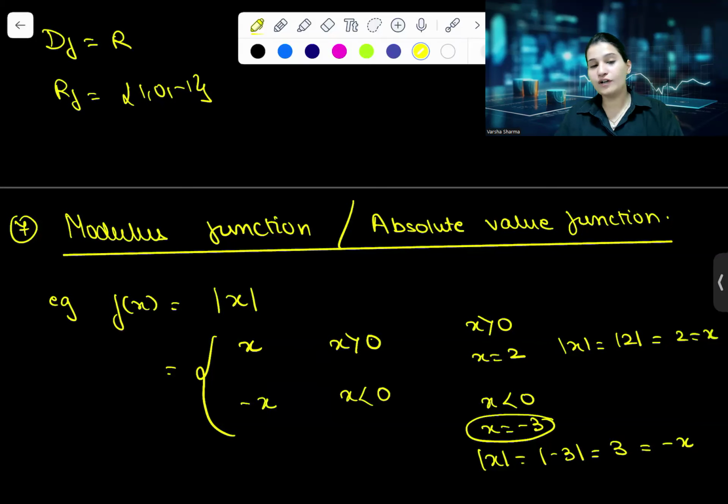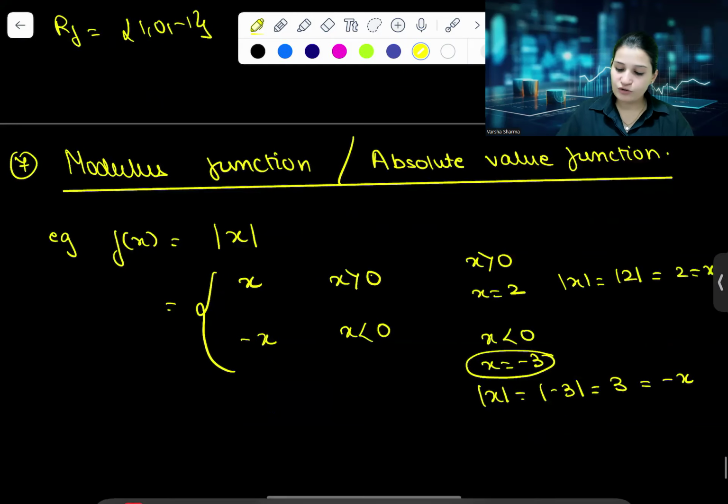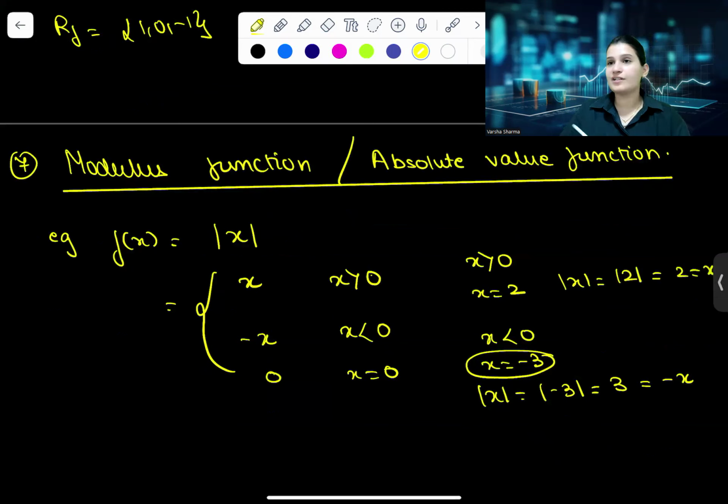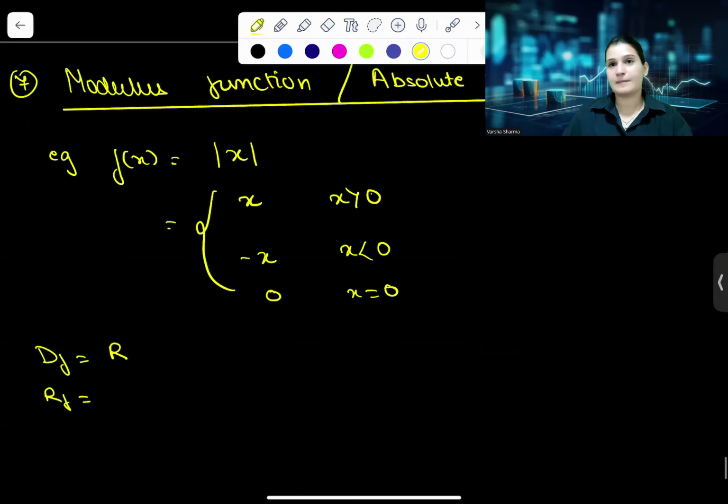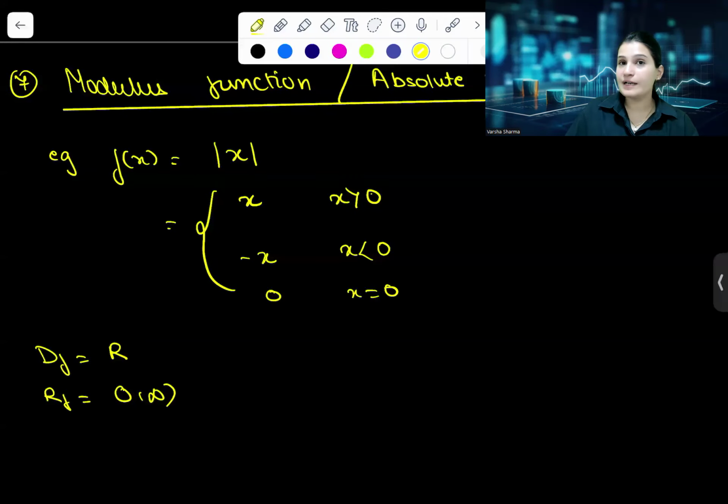All of you understood? Yes, ma'am. And if it is 0, the answer would be 0. Mod 0 is 0. What is the domain here? All real numbers. What is the range here? All real numbers. Sorry, 0 to infinity. Can I have 0 as the answer? Yes, ma'am.